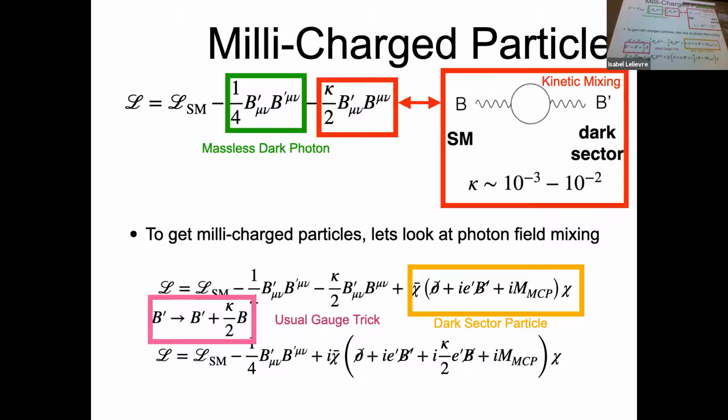Oh, and you need to give this model some dark matter to explain it. So if you write the full Lagrangian, you have a dark sector particle. So you have a dark matter chi. This is a dark fermion, and it interacts with your dark photon.